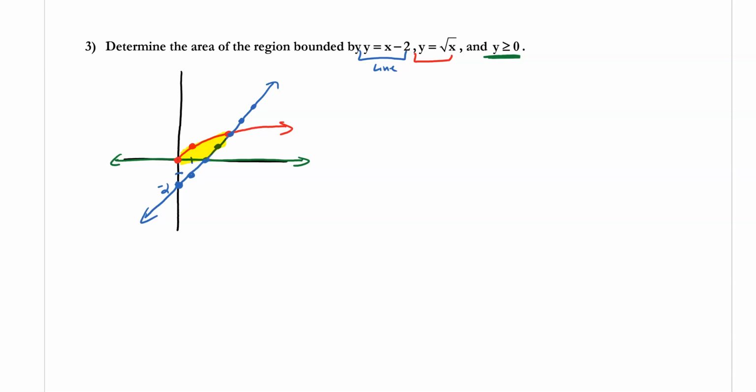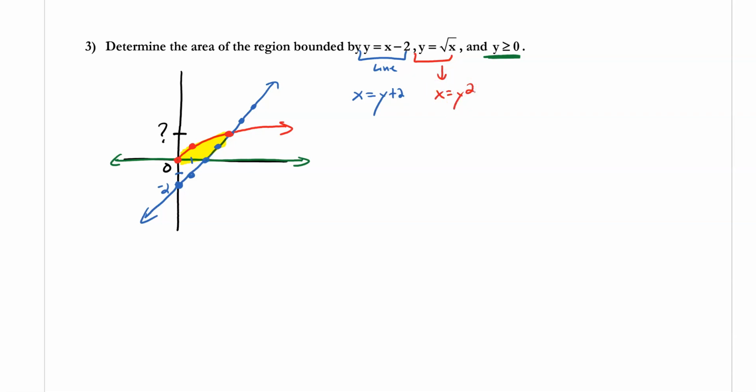Okay, so you'll notice we're not going all the way down to negative 2. We're stopping at 0. So my y values are going to be 0, and then whatever this intersection point is. And we should figure out what that is. Okay, so I want to find the y value, which means I probably want to, in this case, maybe go ahead and solve for x, because we're going to need to anyways. So x equals y plus 2 for that one. This one is x equals y squared.